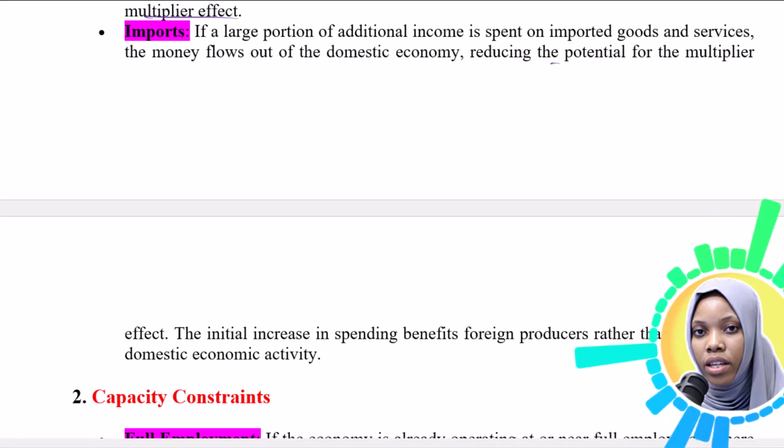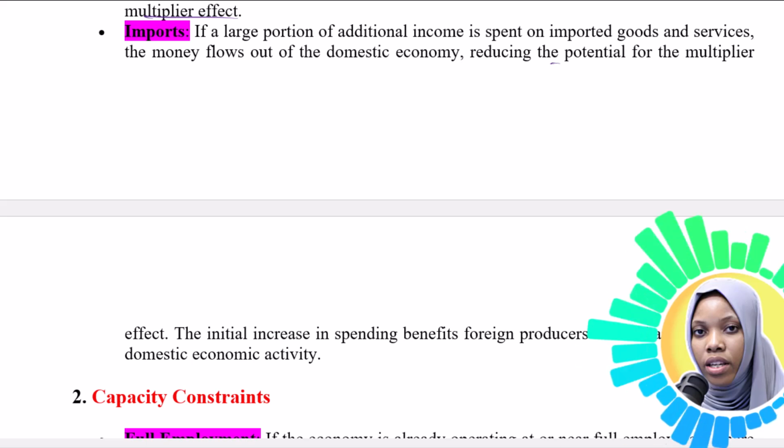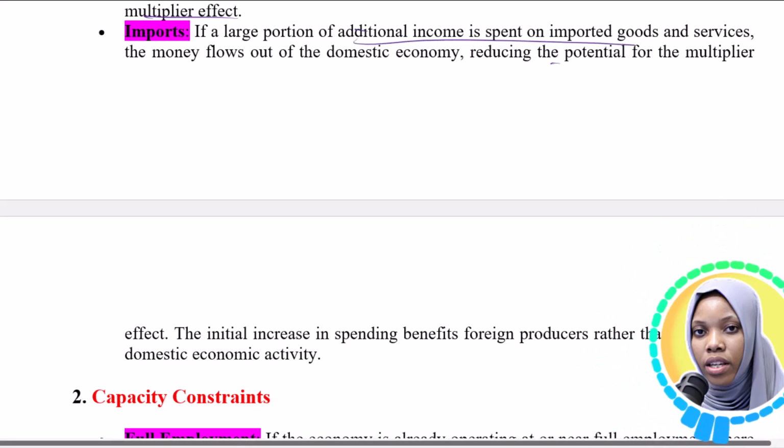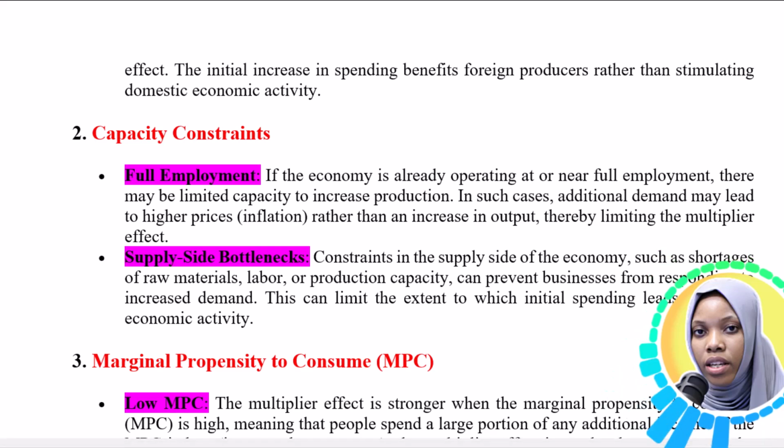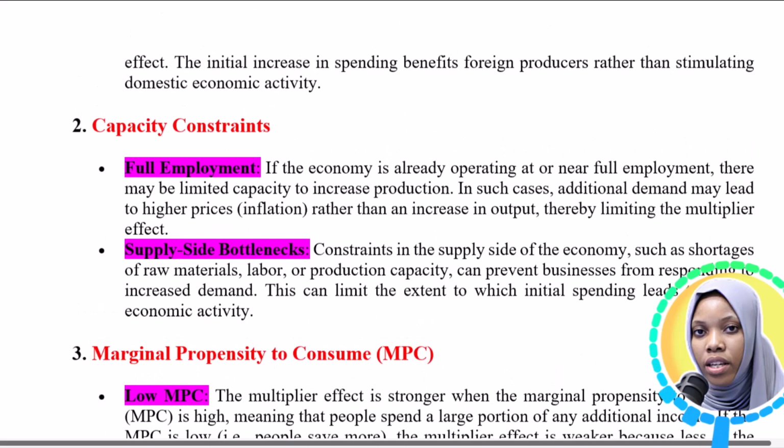That is, if we spend our income or additional income on imported goods, the initial increase in spending benefits foreign producers rather than stimulating economic activity, that is domestic economic activity.